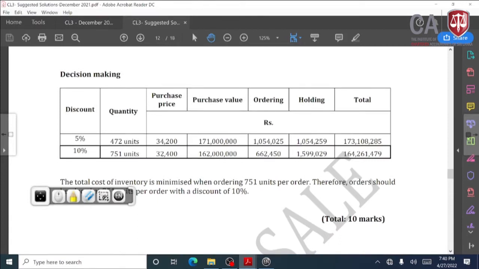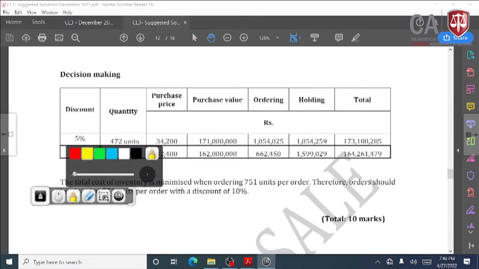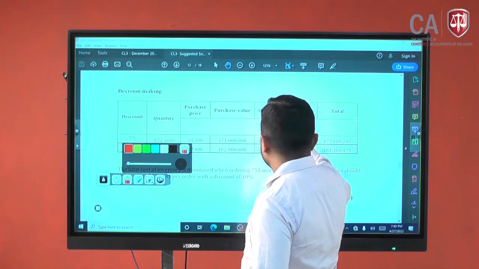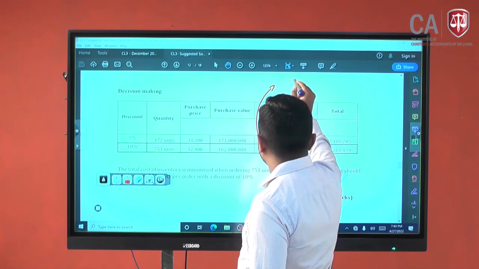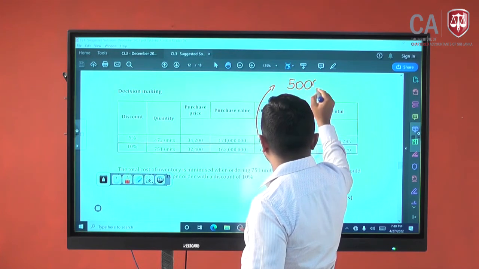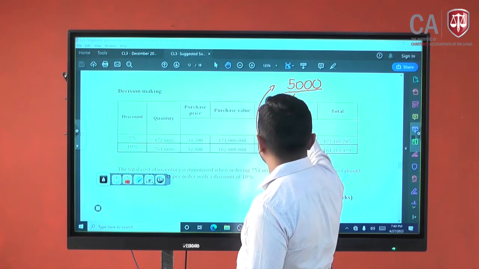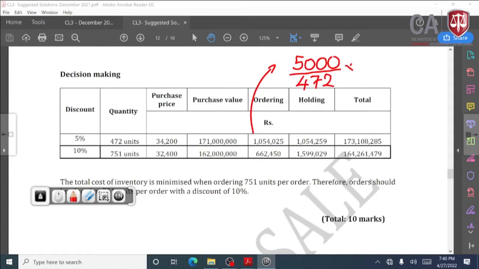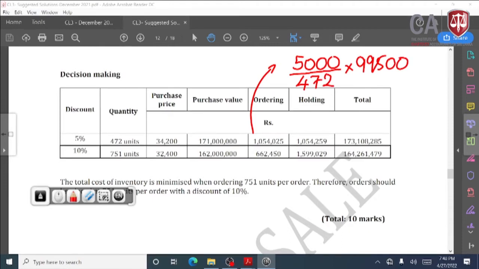Purchase value: 32,400 into 5,000, that is 162 million. Here it is 34,200 into 5,000, because you will only get the 5% discount. This is the purchase price. Ordering cost, how many orders do you need to place? How to calculate that? Total requirement 5,000, each order you will order 472, cost per order 99,500. That is your ordering cost.